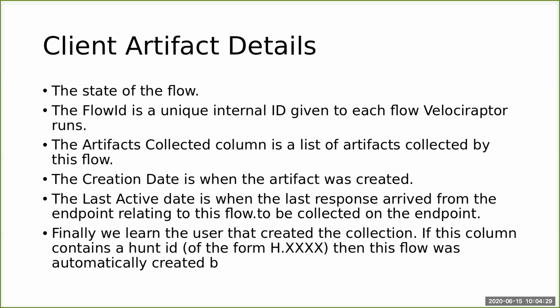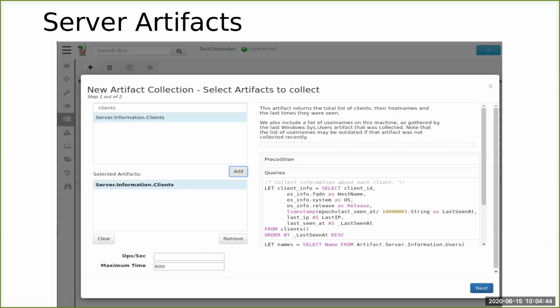A collection is called a flow, and there's a flow ID. There's what was collected, creation date, last active date, and then who executed the collection. And then there's some stuff on the server side as well, called server artifacts. This is basically stuff that you do to manage the data that the clients collect, or to distribute and install other types of tooling that the client agents or the VQL need to execute.